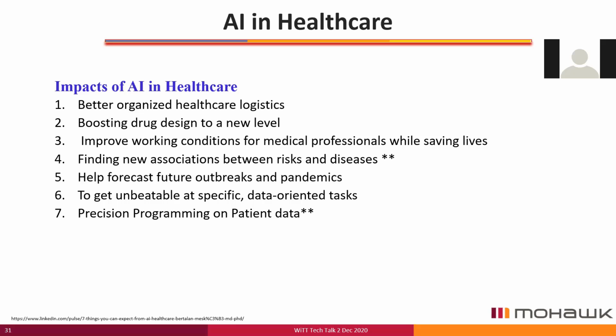AI is also used to help forecast future outbreaks and pandemics, and we saw that in our slides earlier. The data stored in the month of March was used to make a triage system with an AI-based tool, which could help the hotline people and really helped in providing good advice, and also in providing patient data for precision programming.